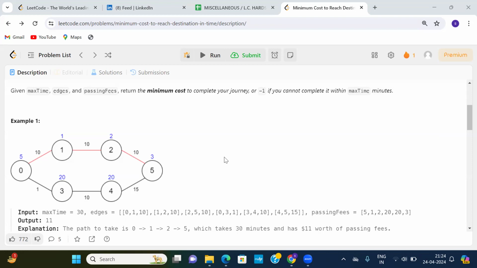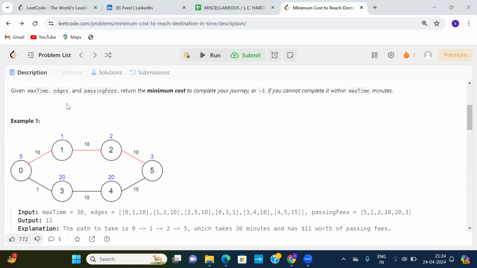But in the question, it is said that our journey should not exceed 30 minutes. So we will go with option number 2. That is, we will try to minimize the cost without exceeding the maximum time. It means we will avoid the journey of 25 minutes. We will go with 30 minutes because the cost is less. So we need to return the minimum cost to complete the journey. And if we are not able to complete the journey within the maximum time, then we need to return -1 in this particular case.